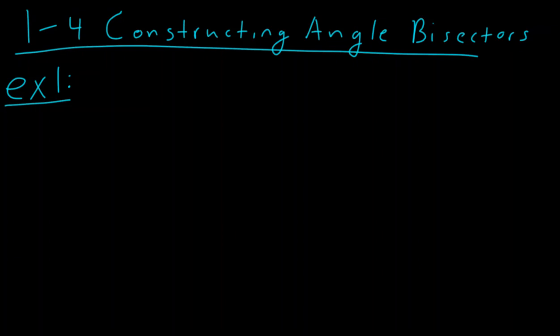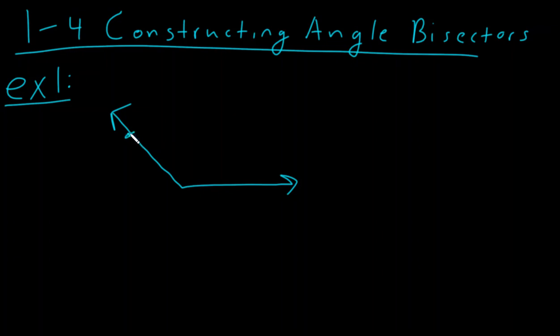Alright, here we are in section 1-4, constructing angle bisectors. Now let's say you see this. You see an angle. Oh, and by the way, just a little review. Is this obtuse, acute, or right? What do you think? Yeah, it's obtuse. It's greater than 90. Very good.